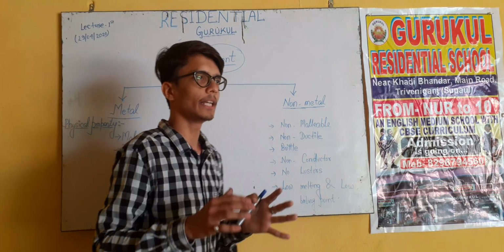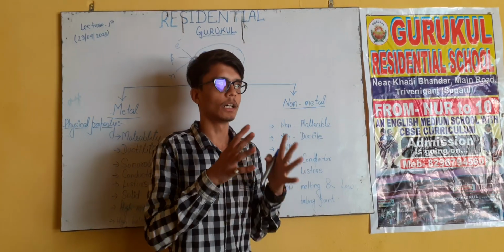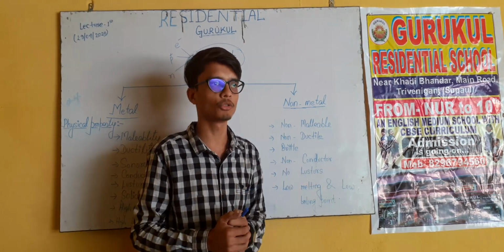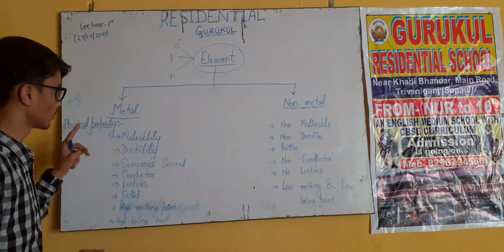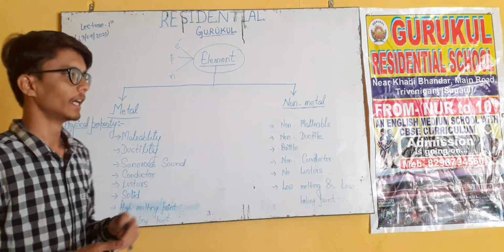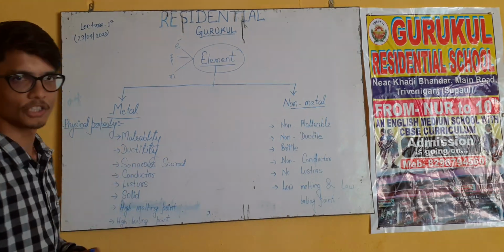We know how we can divide, how we can separate any group of material or any group of substances into two different parts. We have two major properties. One is known as physical property, and the second one is chemical property. Chemical property we will study in our next video lecture. Today we will discuss the physical property.